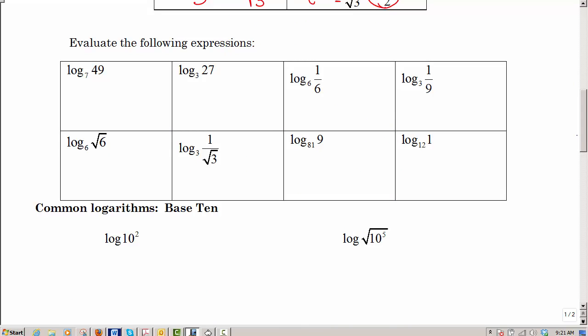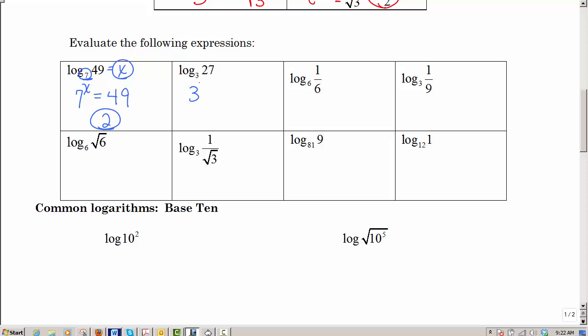Now we're going to evaluate some expressions. Your calculators only do base 10 and another base that we're about to talk about. We don't need a calculator though, because we know our properties. So if you imagine that this is saying, what does that equal? It is saying 7 raised to what power equals 49. Remember, your base raised to the exponent equals 49. Well, 7 raised to what power is 49? Of course it's 2.